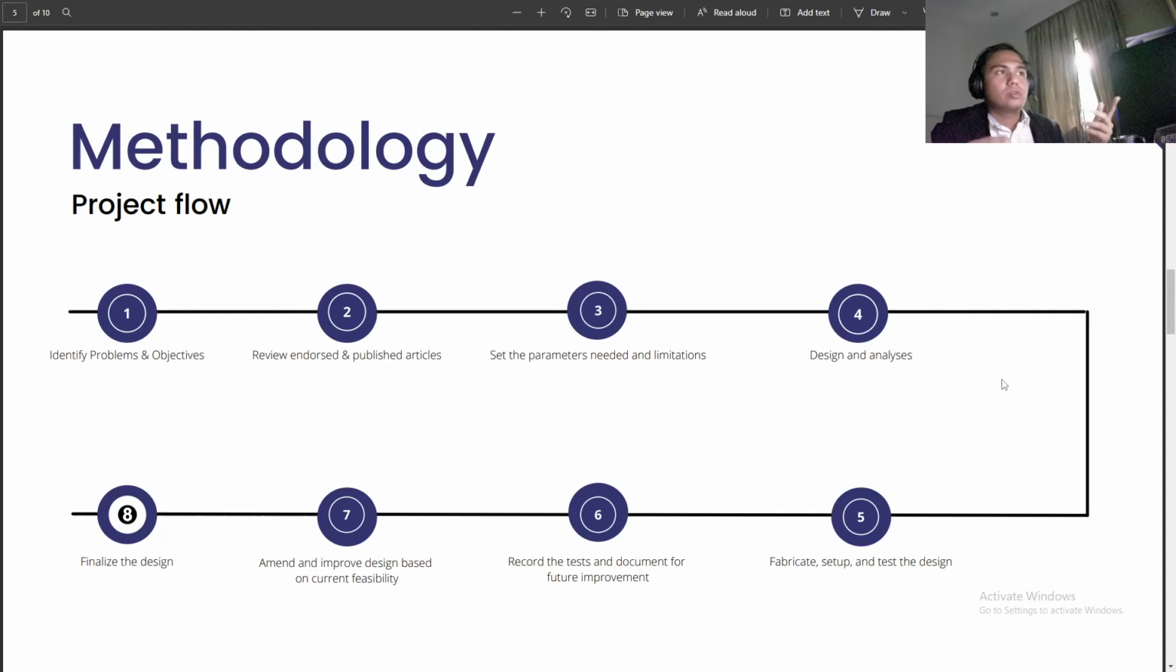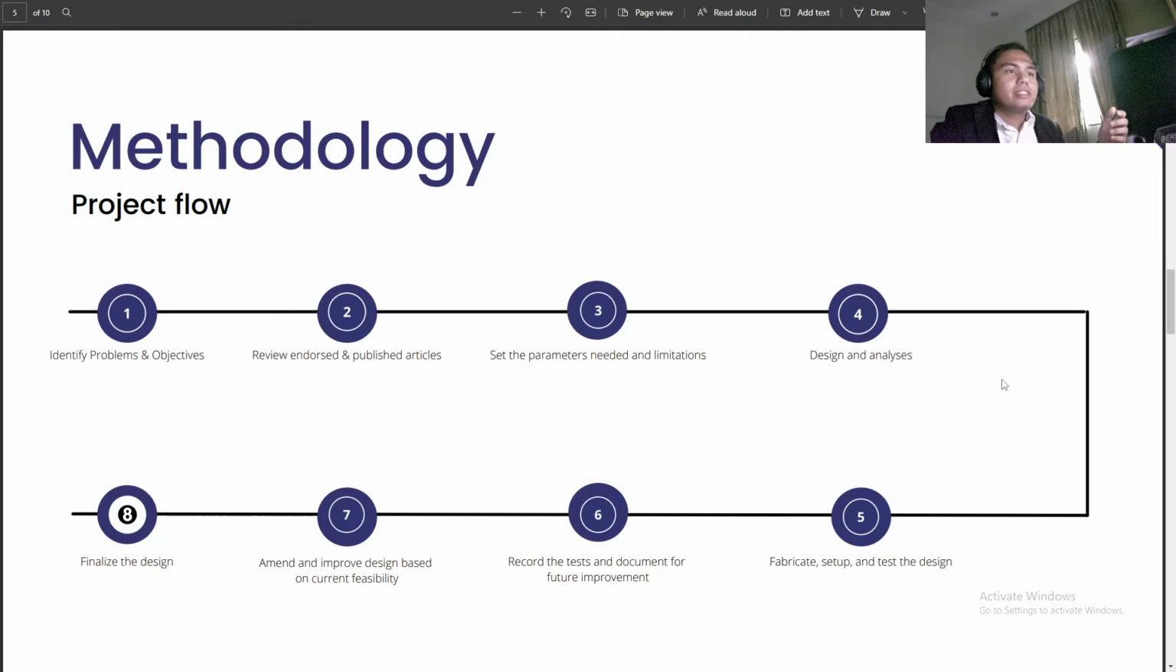Desired parameters could also be indicators like the desired speed, the desired braking distance, and the desired braking time. Cost could also be a limitation. Moving over is the design and analysis, to ensure that the design is safe and reliable. This will be explained more briefly in the next slide.